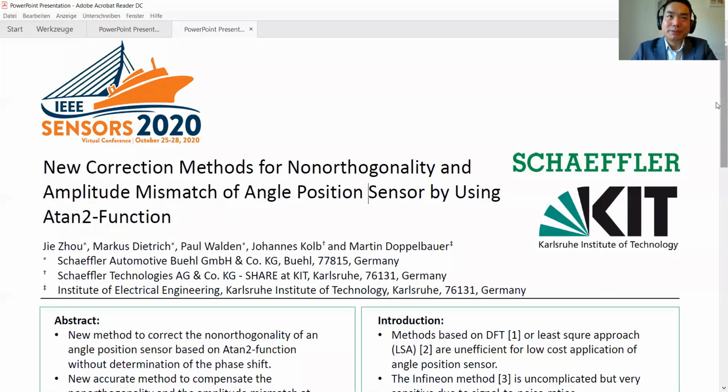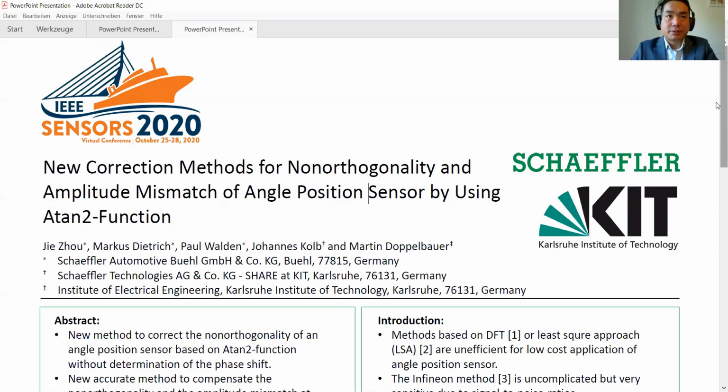Hi, I'm Zhou. I would like to introduce you today the result from my research. The new correction methods for non-orthogonality and amplitude mismatch of angle position sensor by using 1802 function.